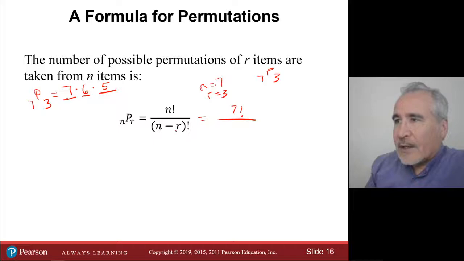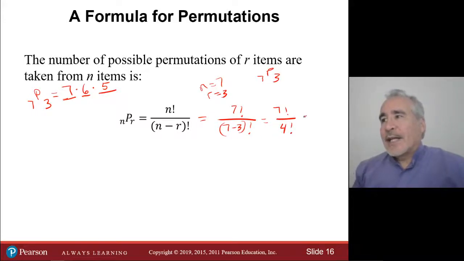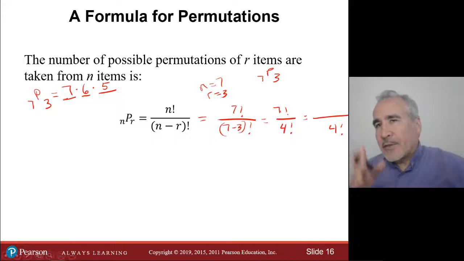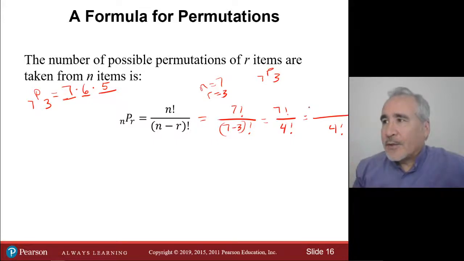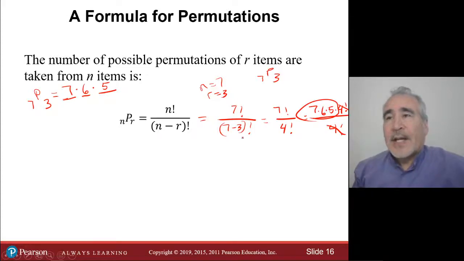over n minus r factorial. N is 7, r is 3, so that's 7 minus 3 factorial. Well, what's 7 minus 3? It's 4. So it becomes 4 factorial. And now remember what we did last time. We go to 4 factorial in the bottom. We're going to write from the 7, so we start at 7 and stop at 4 factorial. So we do 7, 6, 5, 4 factorial, and the 4 factorials cancel. Look, we got exactly what we got over here, but it took us 3 steps to get there. The calculation will be the same, but you choose your way.